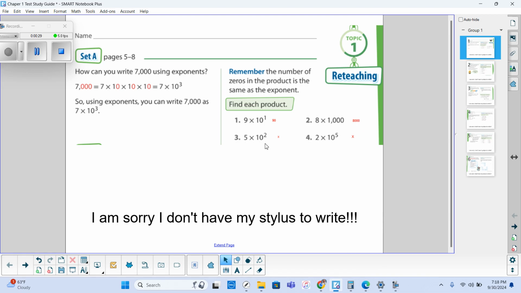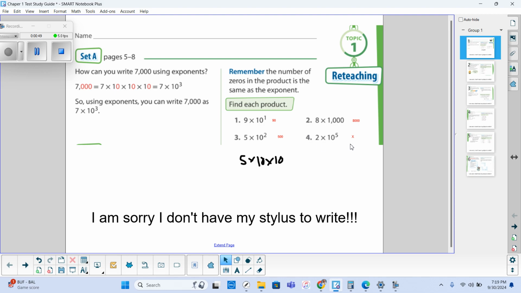5 times 10 squared, or 10 to the second power, means 5 times 10 times 10. Well, 10 times 10 is 100. So 5 times 100 is 500.